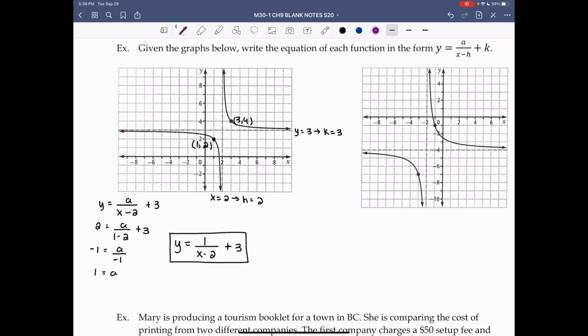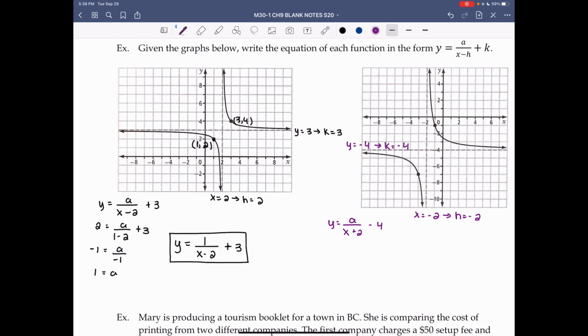Same process for the next one. Start by writing the equations for your asymptotes. Our vertical asymptote is at x equals -2, which means h equals -2. Our horizontal asymptote is at y equals -4, which means k is -4. Sub those into our equation. y equals a over x minus -2, so x plus 2, and then minus 4.